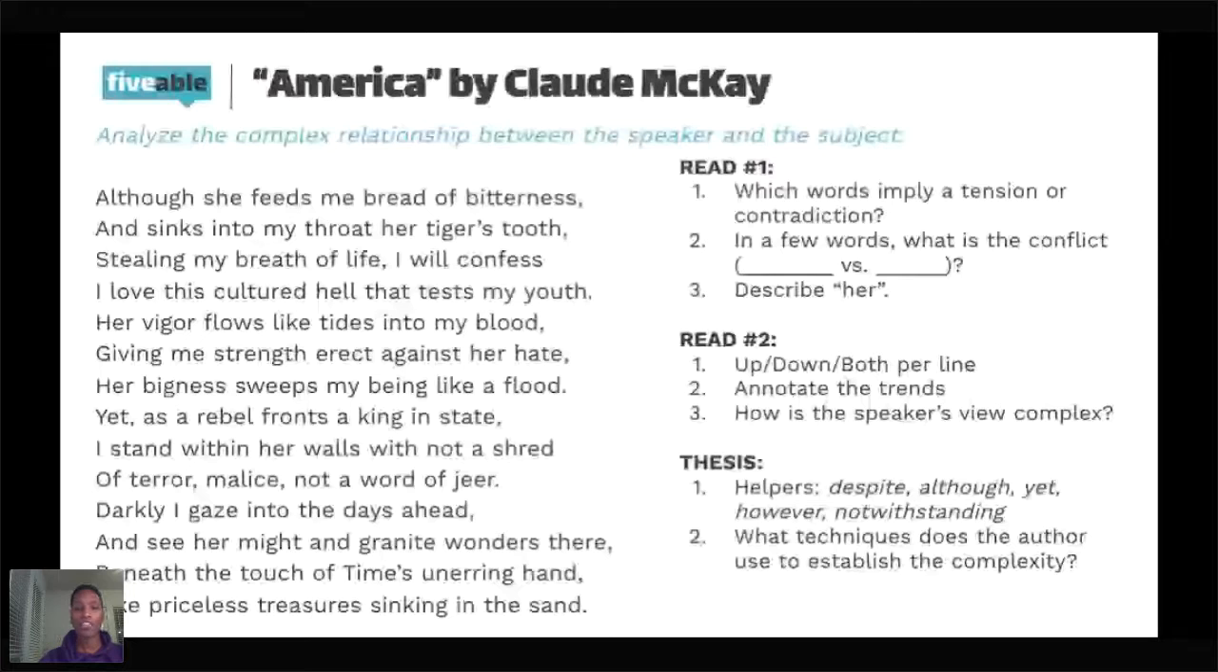And on the side, you see there's a read 1 and read 2. And so what I'd like you to do is, as I'm reading, you're looking for the words that imply transition or contradiction. That's for the first read. We're just looking for what implies a transition or contradiction. And then in a few words, what is the conflict? And so we're going to try to find the two abstract facets of the poem. So this idea versus this idea, not necessarily the speaker versus anyone, right? Not trying to make it concrete necessarily, but abstractly, what are the two sides?